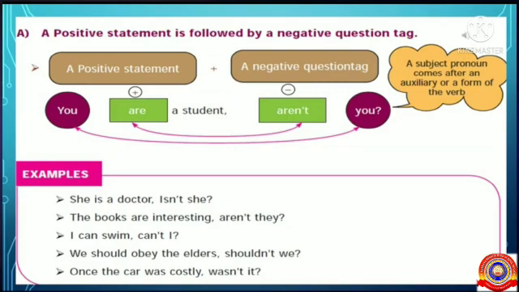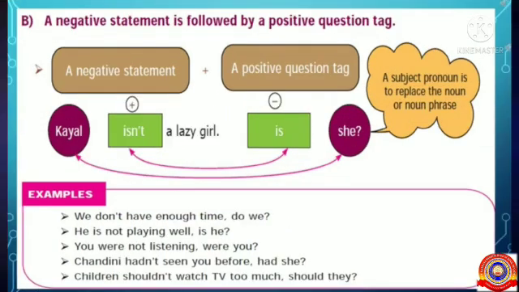She is a doctor, isn't she? The books are interesting, aren't they? I can swim, can't I? We should obey the elders, shouldn't we? Once the car was costly, wasn't it?